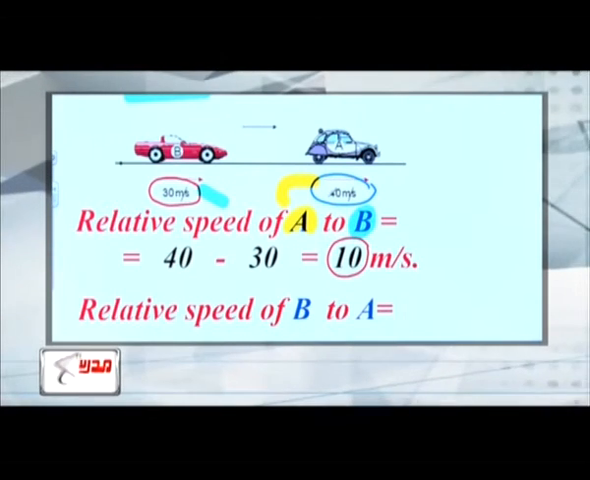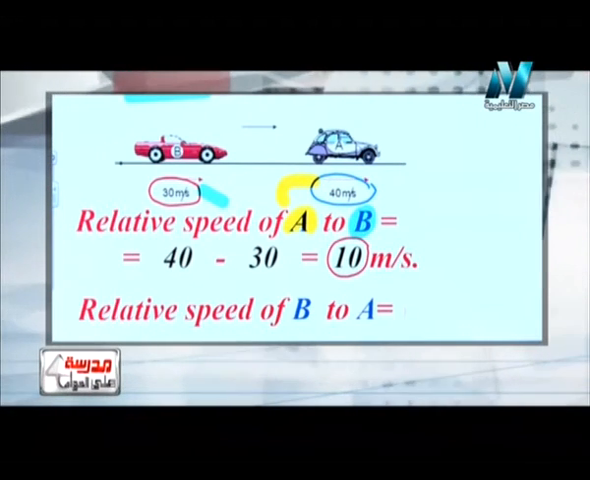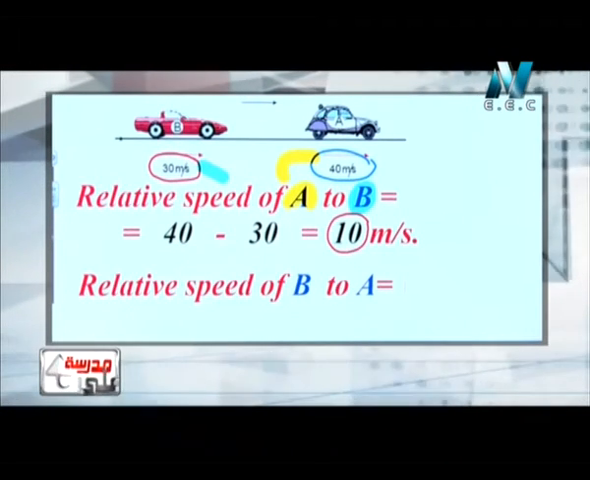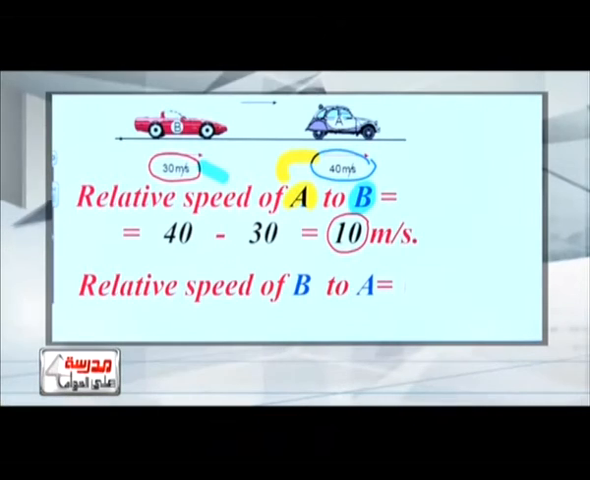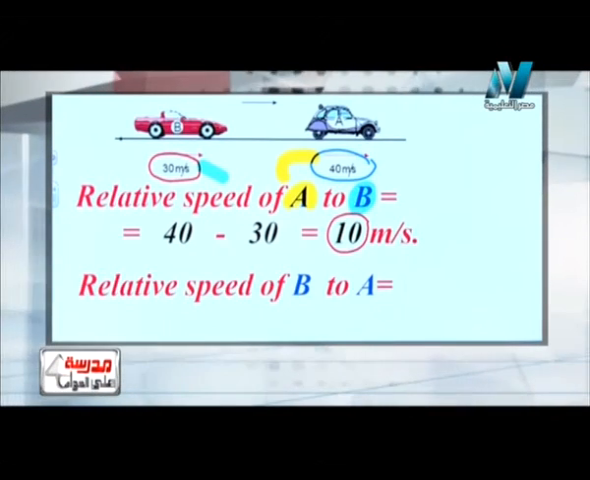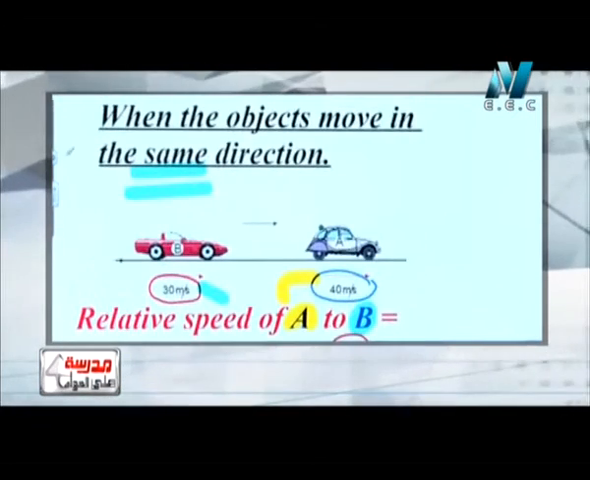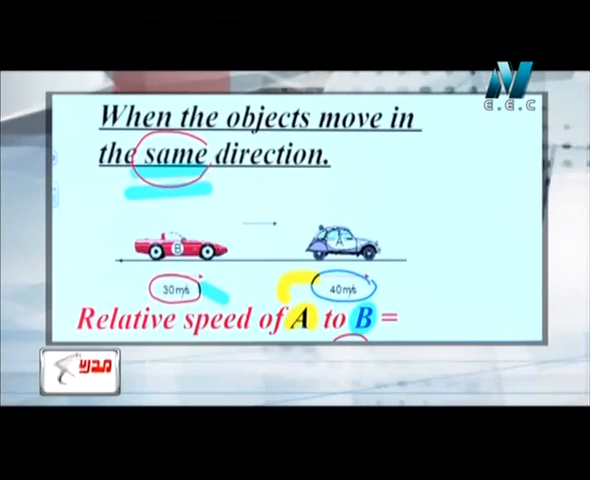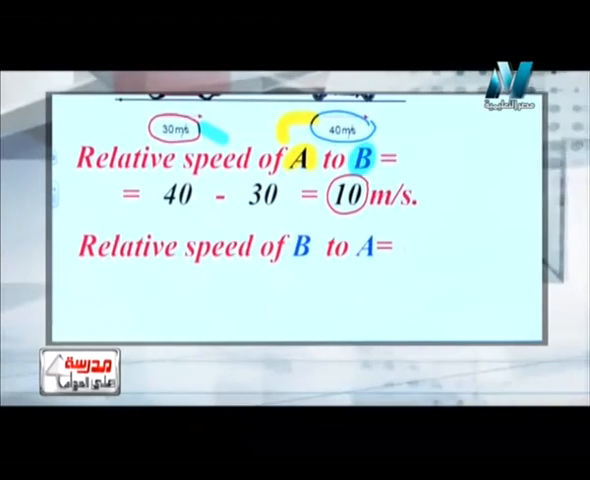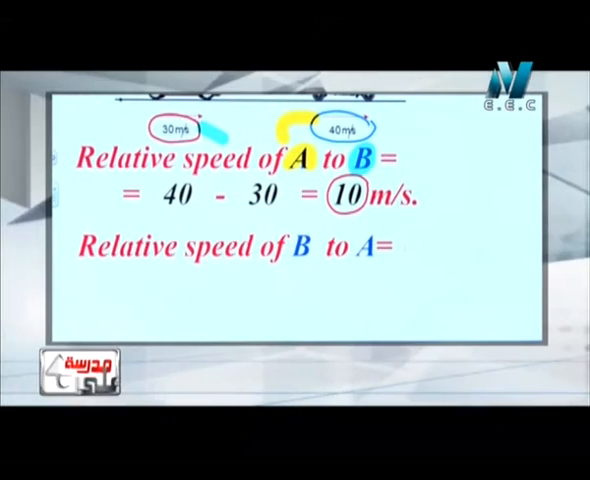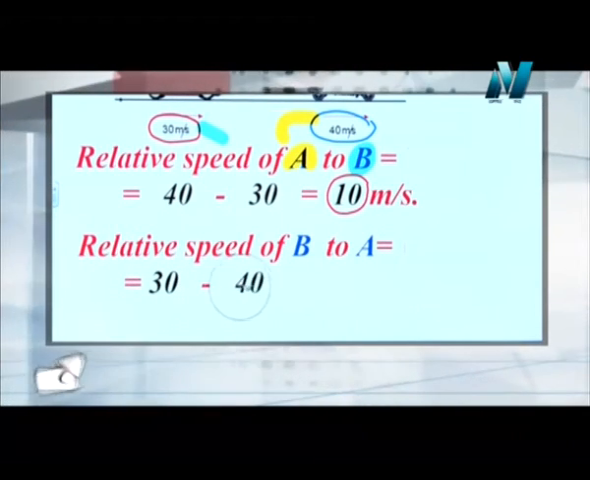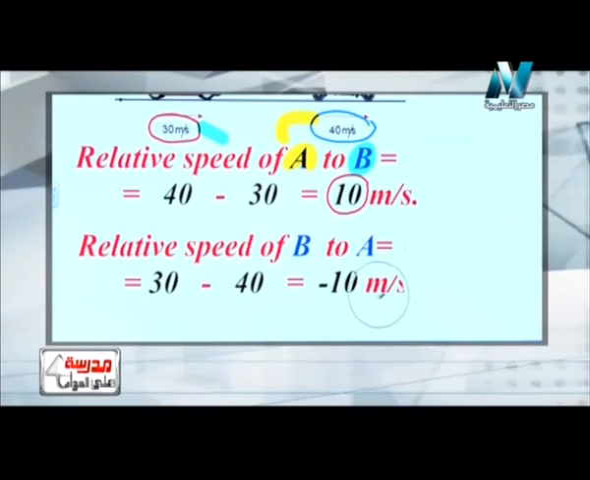طرحناهم من بعض. طيب. How can we calculate the relative speed of car B to A? Car B to A. In this case, do we subtract or add? We subtract. Why? Because these objects move in the same direction. بيتحركوا في نفس الاتجاه. So here we have the relative speed of B to A. We make 30 minus 40, which equals negative 10 meters per second.